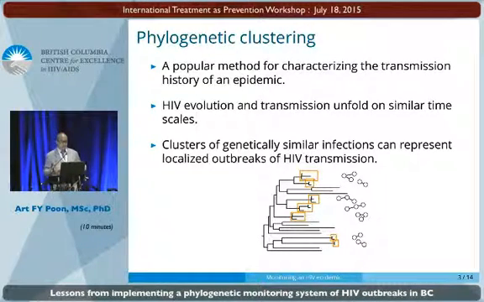So what we're going to do is build a phylogeny and look at how those infections are related, and then look for short branches in that tree. Clusters of those short branches indicate that that's where the epidemic has been moving quickly through a part of the population that's burdened by a higher rate of transmission.